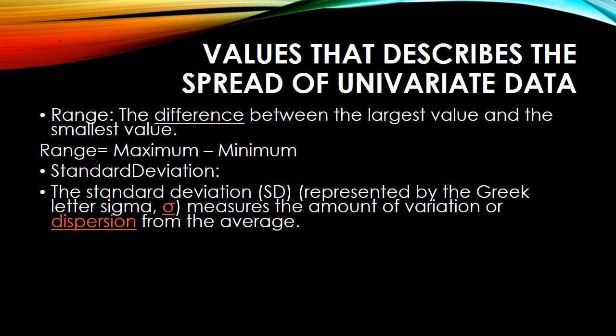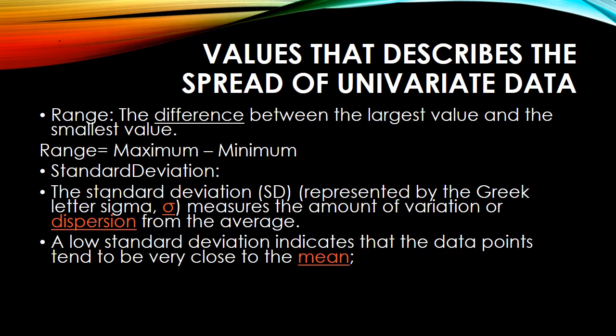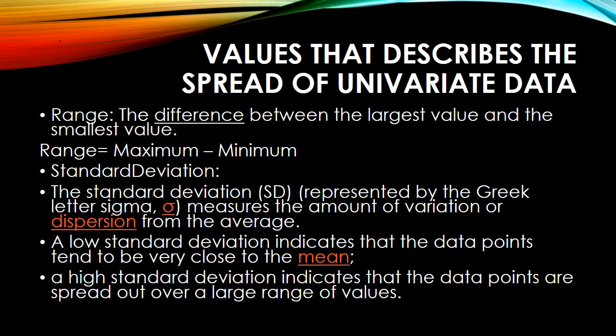It measures the amount of variation that we have in the data from the average. So the standard deviation describes the amount of variation that we have in the data. A low standard deviation value indicates that the data points tend to be very close to each other and very close to the mean. That means we don't have a lot of variation. And a high standard deviation value indicates that the data points are spread out over a large range of values and that we have many variations.